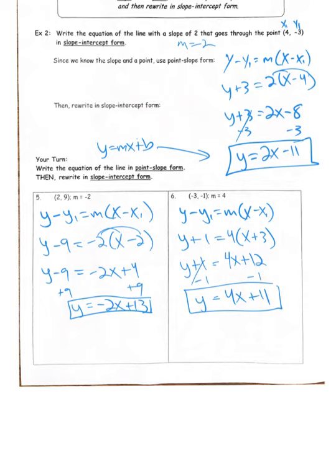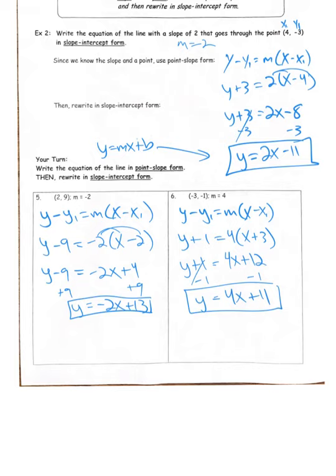To get into slope-intercept form, first I want to distribute that negative 2. So multiplying it by each of those terms in parentheses got me y minus 9 is equal to negative 2x plus 4. And then lastly, I want to get the y by itself. So in order to cancel out minus 9, I would need to add 9 to both sides of my equation. And that gets me my slope-intercept form of that line, y equals negative 2x plus 13.